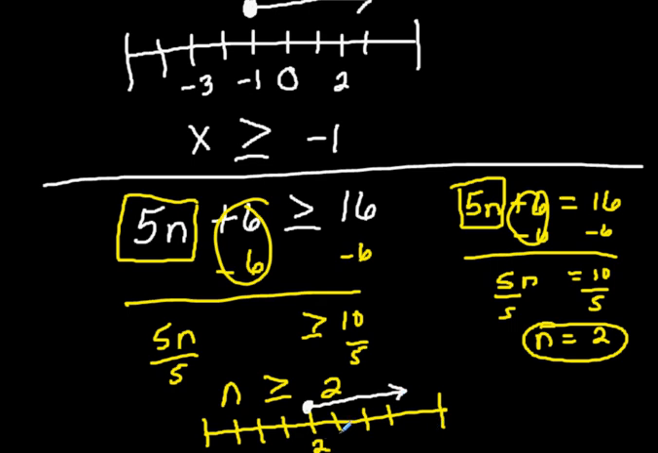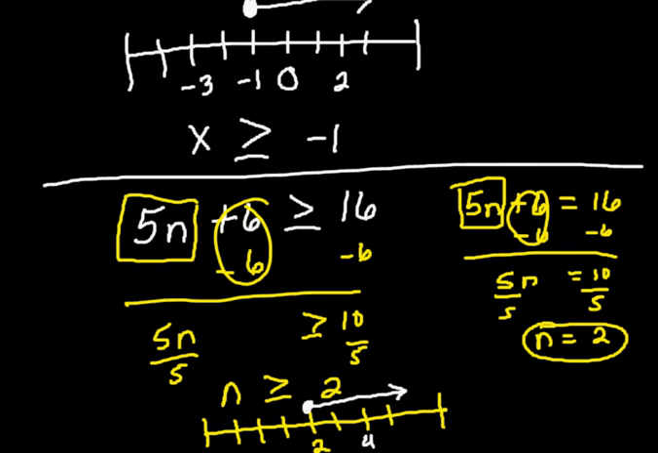Now let's check our answer. Well, what's a number underneath the line? 3, 4, let's try 4. 4 is greater than or equal to 2. That is a true statement, so my line is going in the right direction, and I've graphed this correctly.